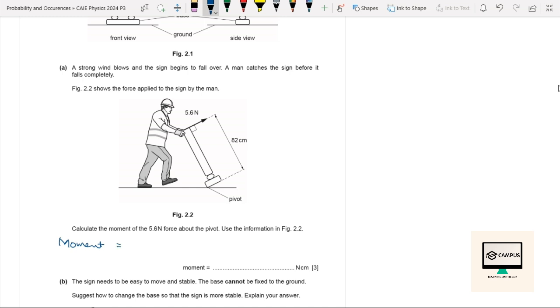the moment of a force is equal to force multiplied by the perpendicular distance between the line of action of force, which is this one, and the pivot point. This distance is given to us, right? This is the perpendicular distance. It's 32 centimeters given to us, and force is also given to us.